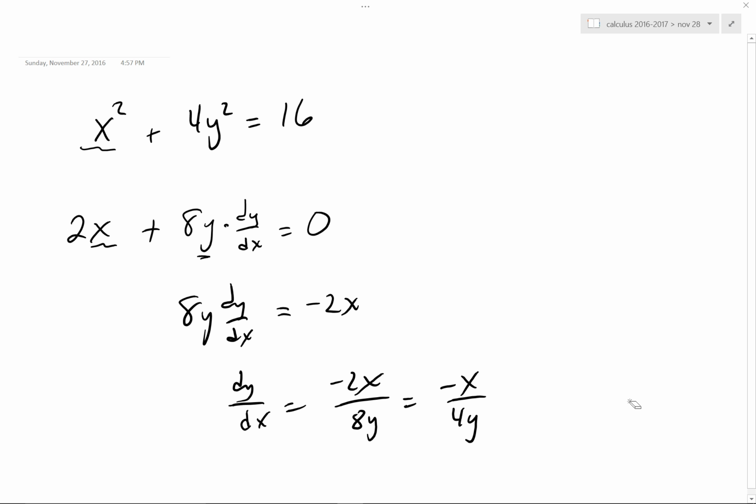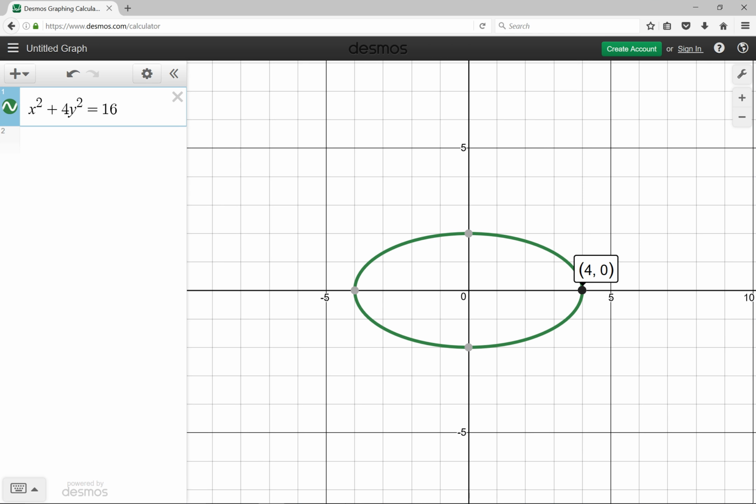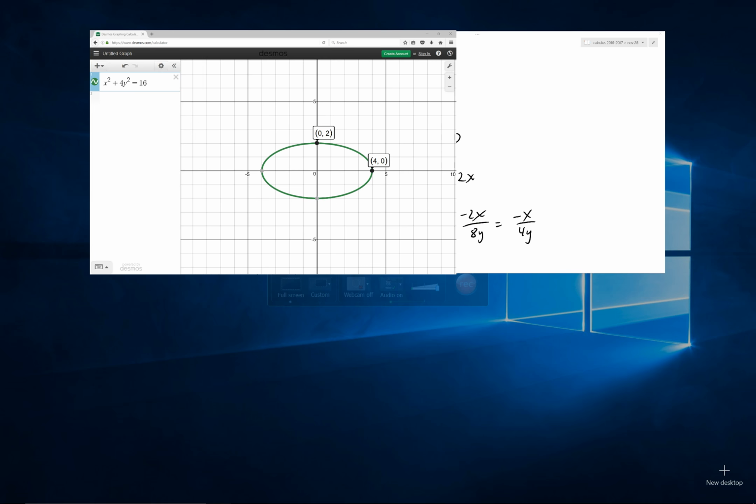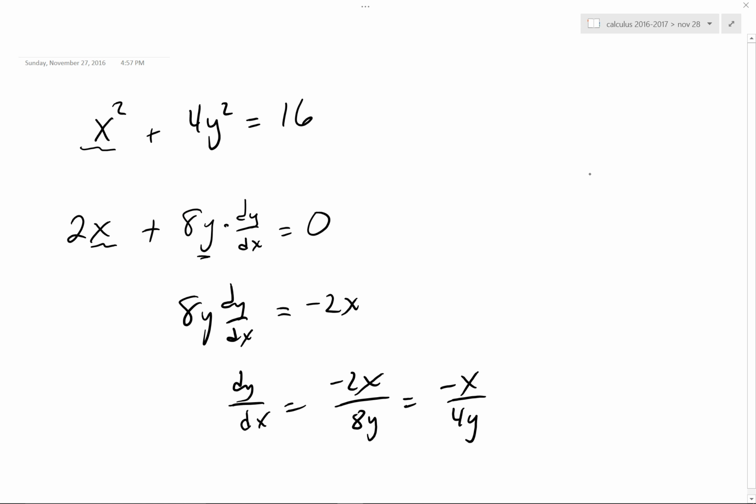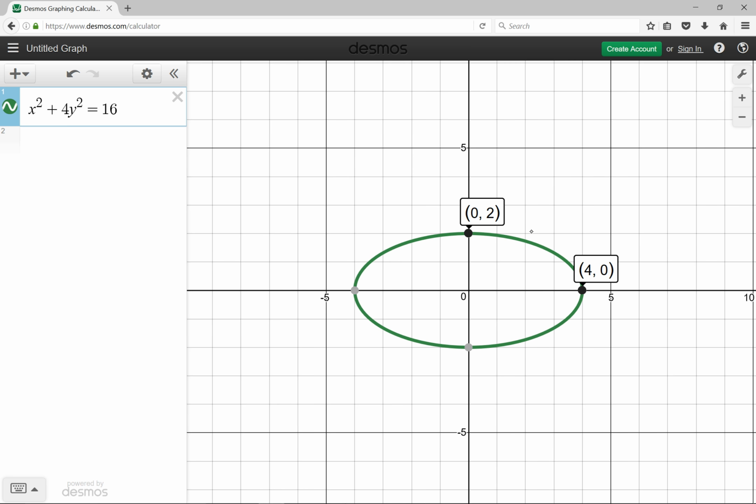Nice. But Jay, what about Mr. Kroom? What happens at 0, 2? I don't know. Let's see. At 0, 2, you're going to get 0 over negative whatever, and it's 0. Well, how about that? It's a 0 slope going across the top. Notice that in the first quadrant, they're all negative slopes. In the fourth quadrant, they're all positive slopes. And literally, it's a matter of plugging them in. Okay?